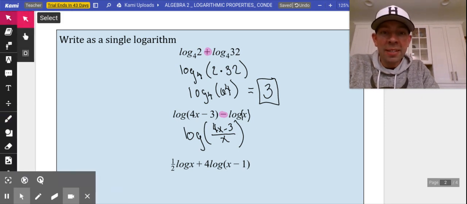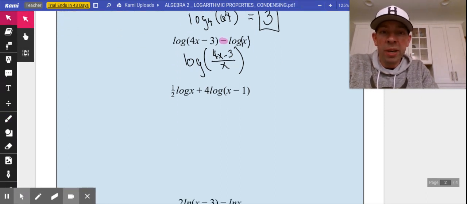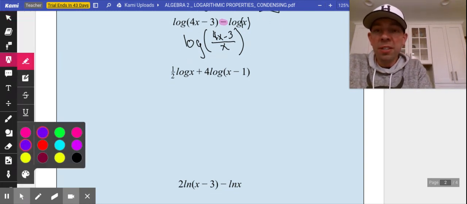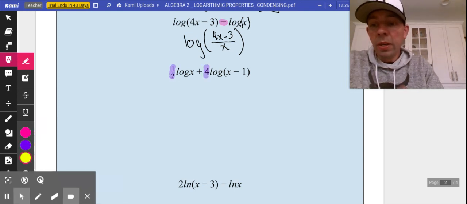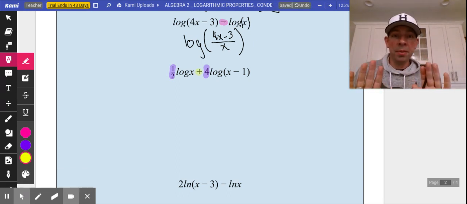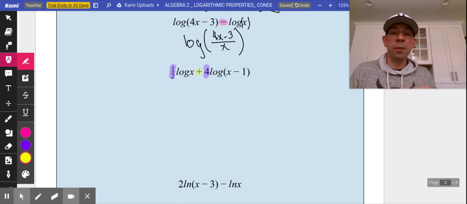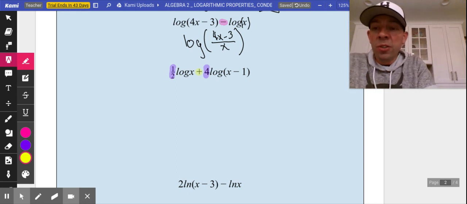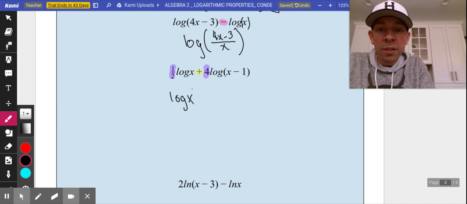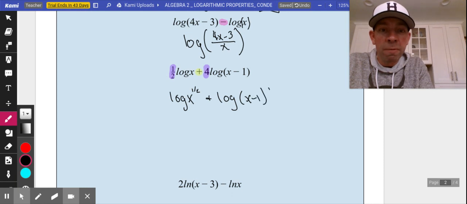Now, our next example has some coefficients involved. And we haven't had any coefficients yet up to this point. And once you see those coefficients, this is always going to be your first move. Can we take care of those right there? So even if I do see this plus sign and I'm thinking I want to use product rule, I'm going to tap the brakes and hold off, and I'm not going to use product rule until I've rewritten the coefficients as exponents. So this first term is going to be the log of x to the 1/2 power plus the log of the quantity x minus 1 to the 4th power.